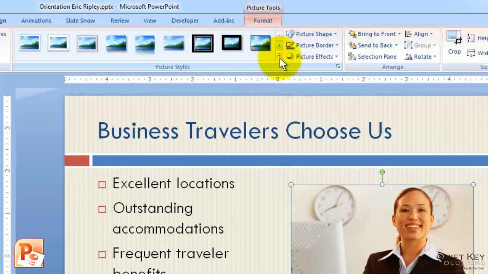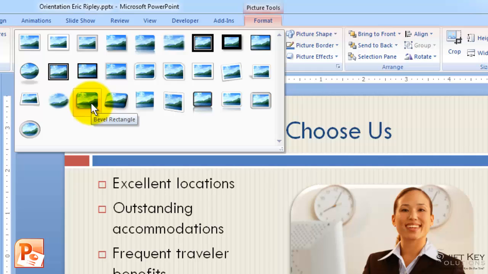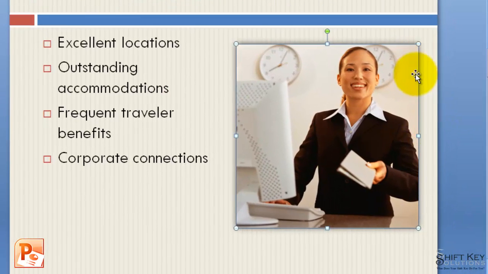So we're going to come over to the More button here in our gallery, click this, and we see the full list of styles that are available. The one we want to choose is the Center Shadow Rectangle. And if I cursor over any one of these, it gives me a name of what that is. Here's the Center Shadow Rectangle. So I'm going to click this, and you can see that it kind of pops the image off the slide to give it a three-dimensional look to it.